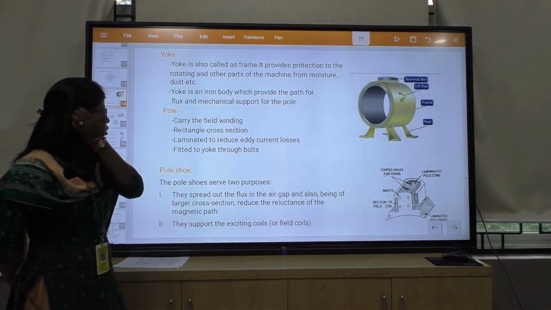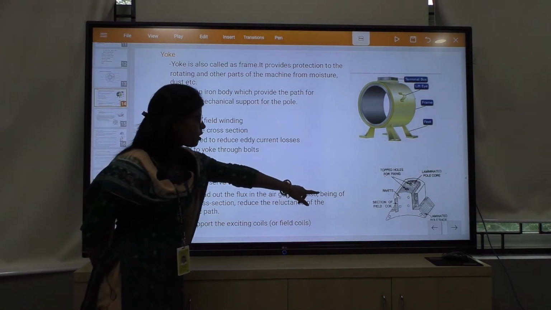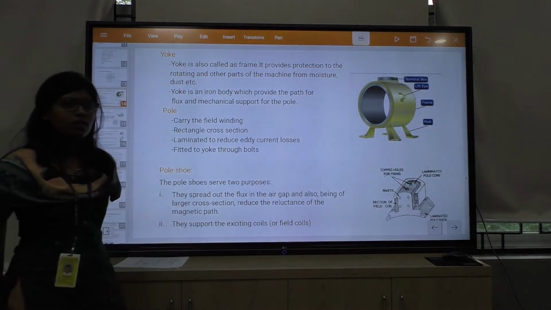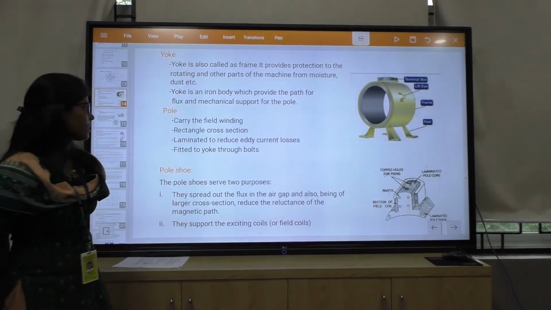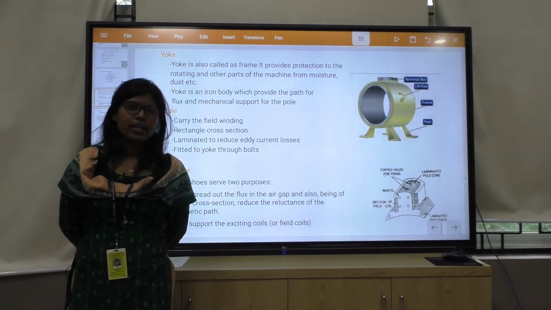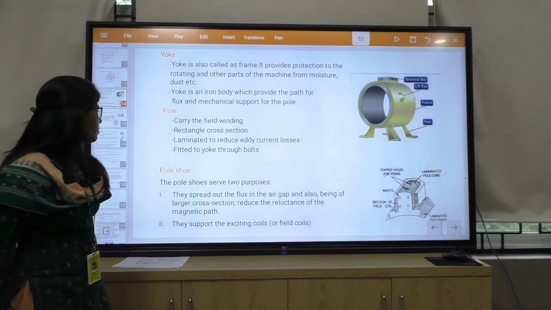Second is our pole core. This is the picture of the pole core, and this is the pole shoe. The pole core carries the field windings. It is laminated to reduce eddy current losses, and it is fitted on the yoke.